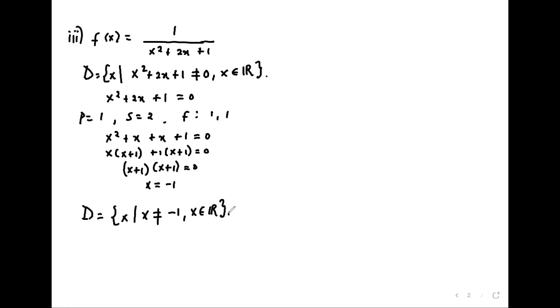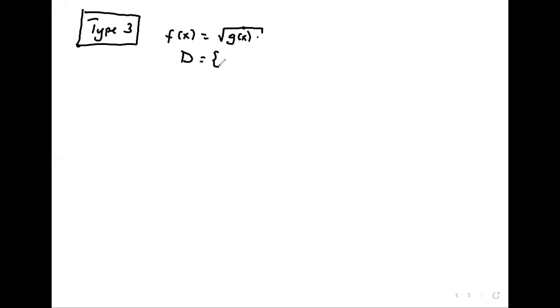Okay, let's go to type 3. Type 3, f of x is equal to the root of g of x. They want the domain. It will always be x such that g of x is greater than or equal to 0 for x a real number.